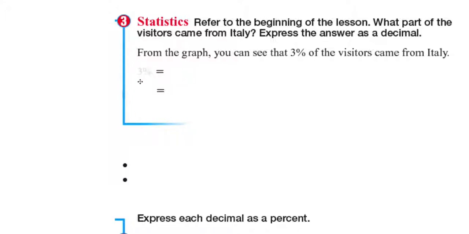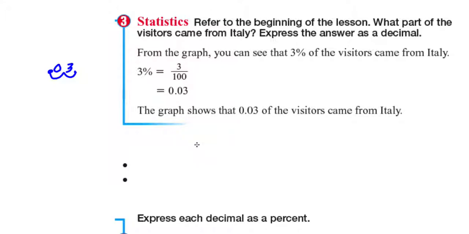First we copy 3% and express this as a fraction with a denominator of 100. That's 3 over 100. Then we divide 3 by 100, which is 0.03, or we simply move the decimal point 2 spaces to the left. Since it's a whole number, the decimal is always at the end, and we move it 2 spaces to the left, 1, 2, and that's the new decimal point. That's why you have 0.03. So the graph shows 0.03 of visitors came from Italy.